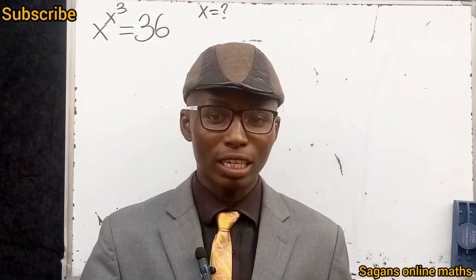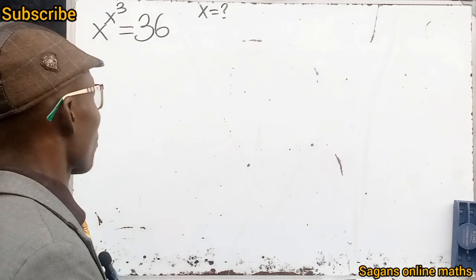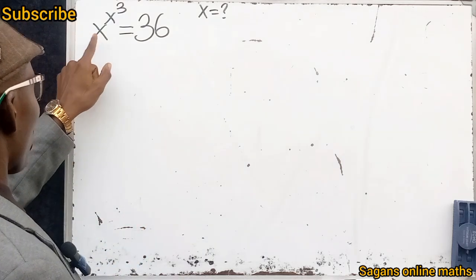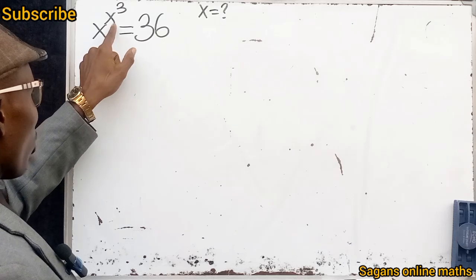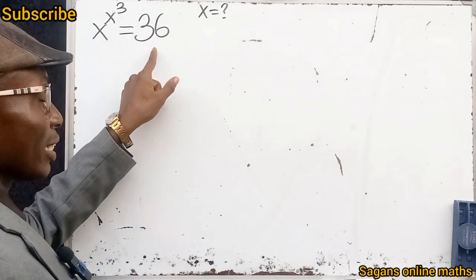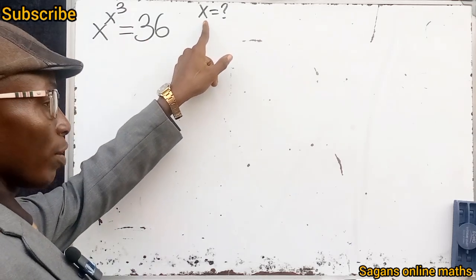Let's solve this question together. Now look at what we are given. We are given that x to the power of s to the power of 3 is equal to 36. We are asked to find the value of x.